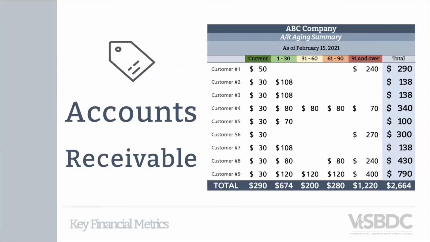Okay, quick items to think about. Monitor this report weekly. As soon as a client enters the 1 to 30 column, call them. Have them pay you immediately. Do not make allowances if possible. The further a customer moves to the right of this report, the less likely they are to pay you. If you have a lot of outstanding invoices, what can you do to change to make this better?